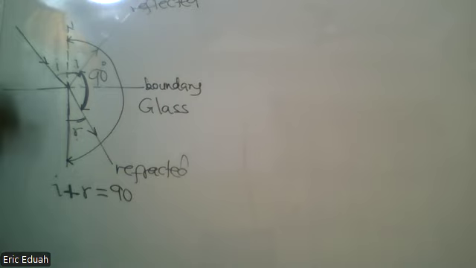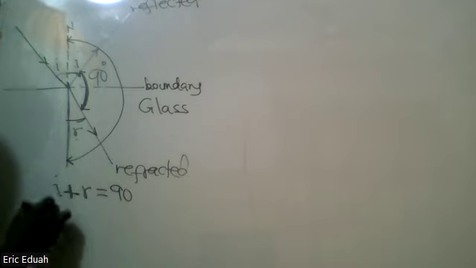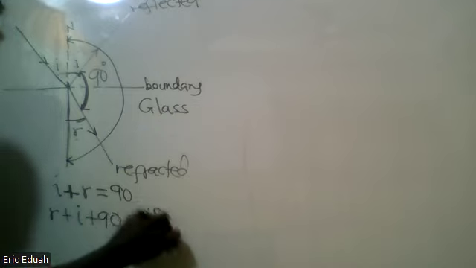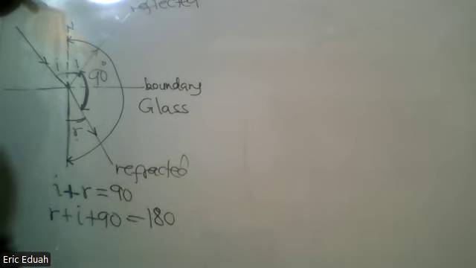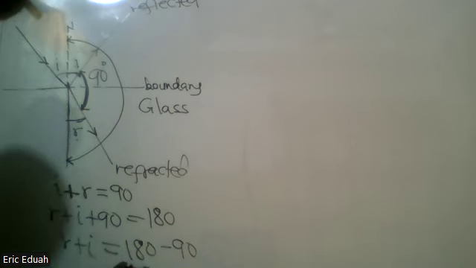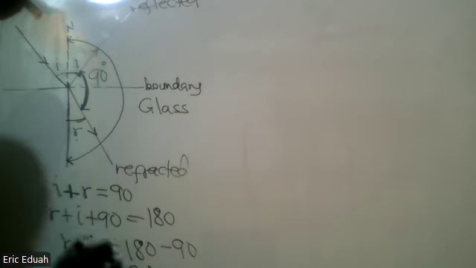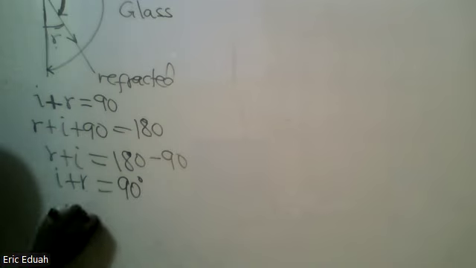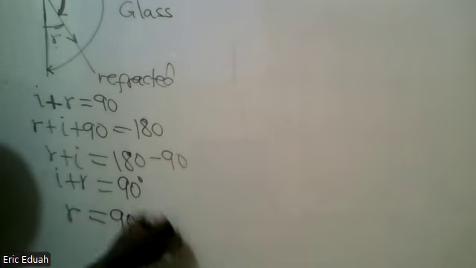Another way out is that R plus I plus 90 must be equal to 180, so that R plus I equals 180 minus 90. The value is the same. So whichever way you look at it, the value must be the same. If this is this, then R will be equal to 90 minus I.